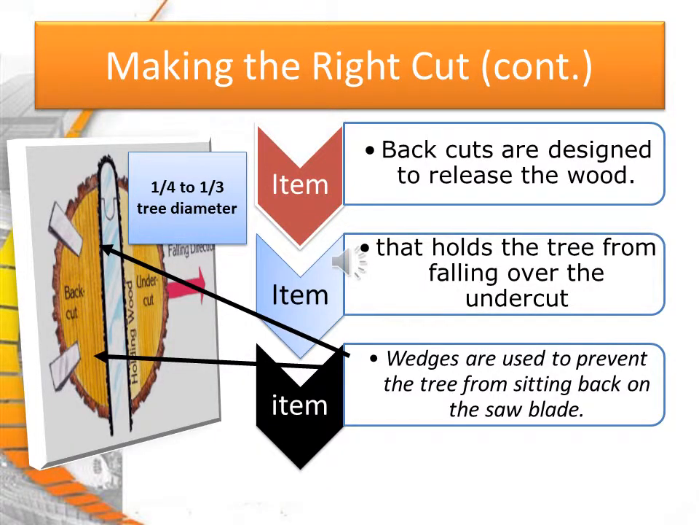Back cuts are designed to release the wood that holds the tree from falling over the undercut. Wedges are used to prevent the tree from sitting back on the saw blade. As you can see, the hinge is 1/4 to 1/3 of the tree diameter.